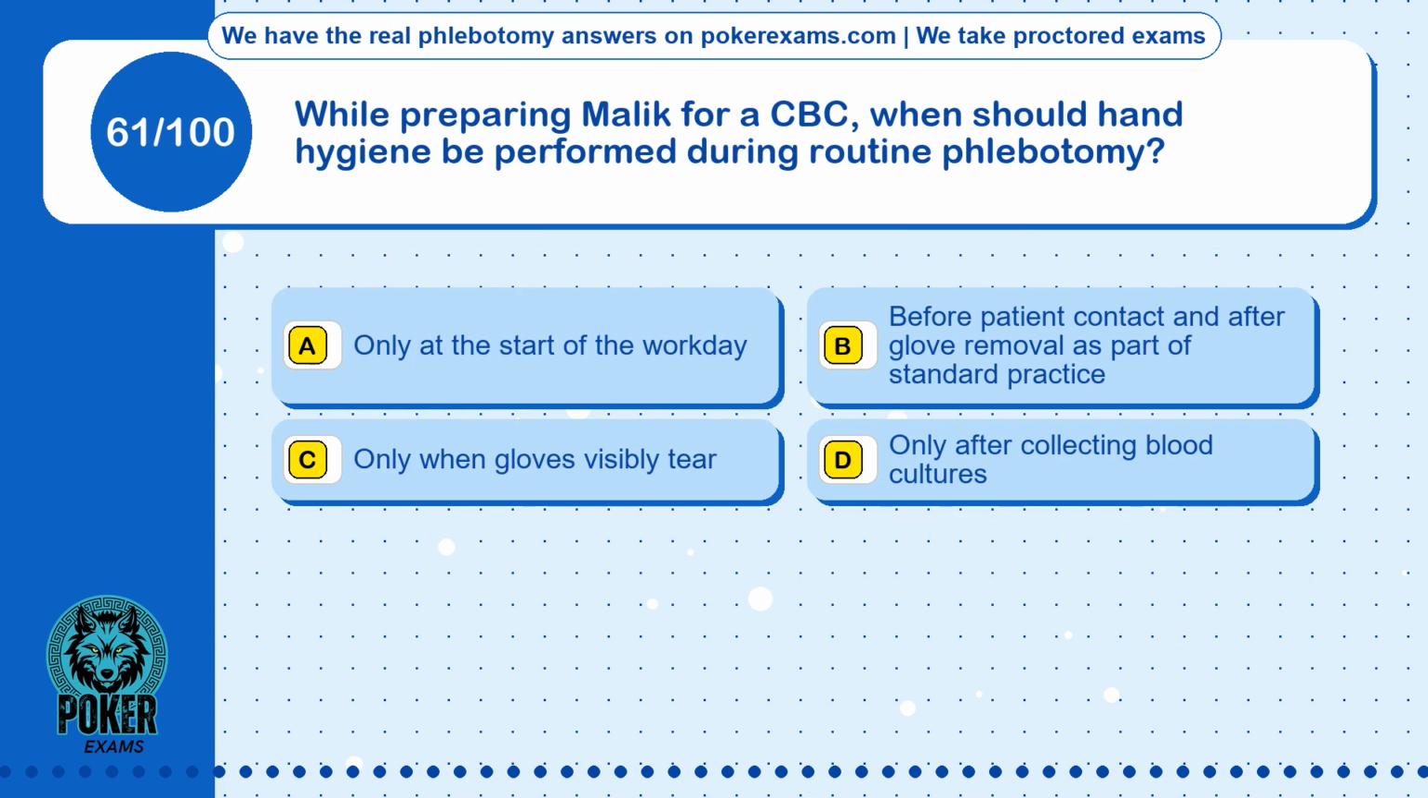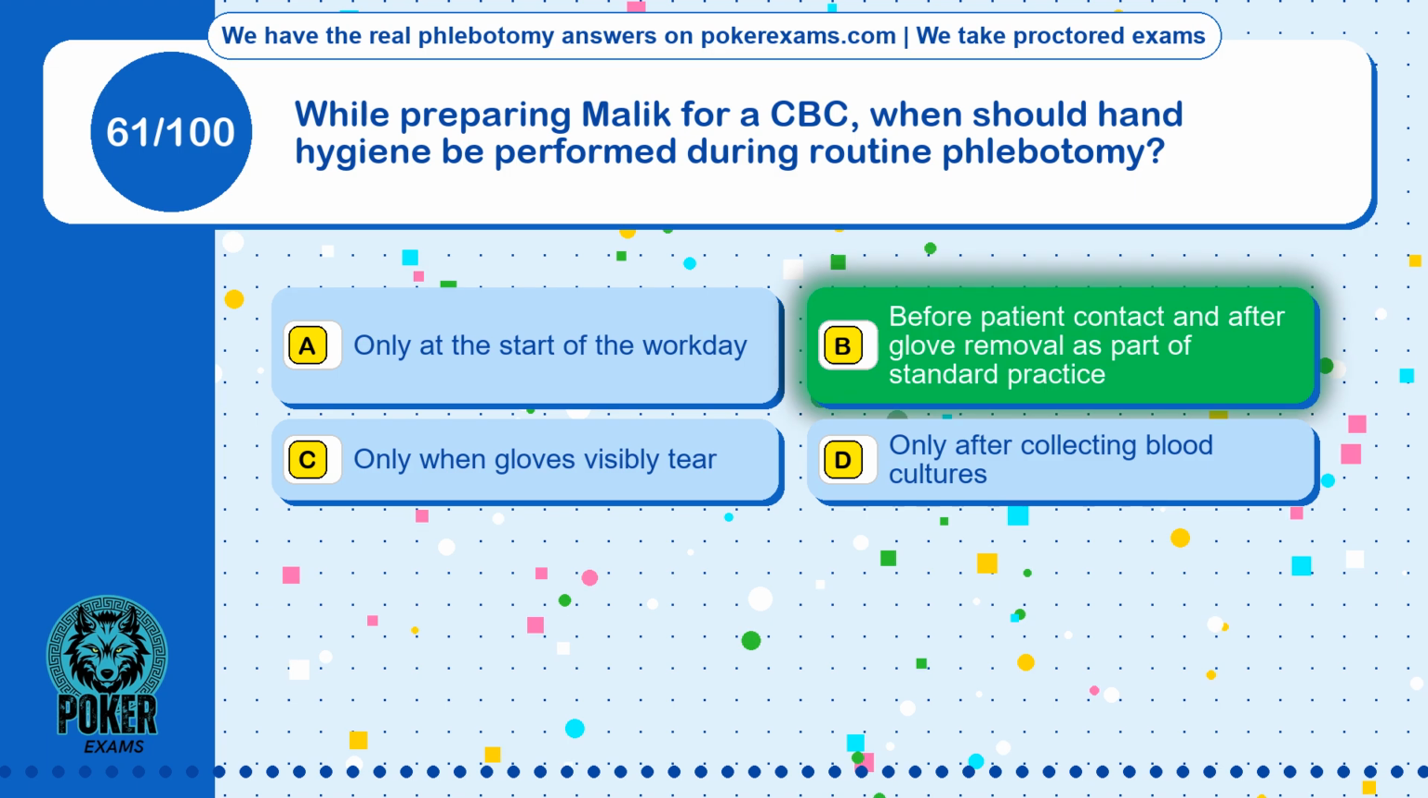Question 61. While preparing Malik for a CBC, when should hand hygiene be performed during routine phlebotomy? Option A. Only at the start of the workday. Option B. Before patient contact and after glove removal as part of standard practice. Option C. Only when gloves visibly tear. Option D. Only after collecting blood cultures.